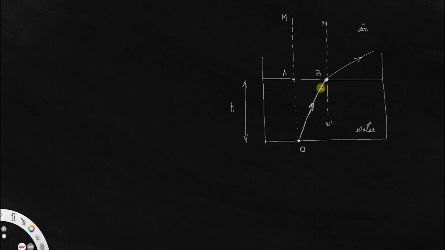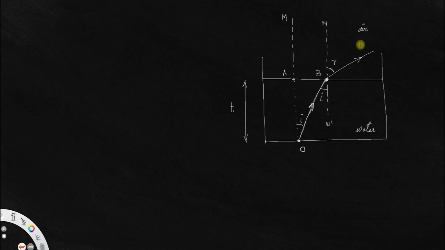Now, let this angle be the angle of incidence, that is the angle between the incident ray and the normal, and this angle will be the angle of refraction, that is the angle between the refracted ray and the normal. When you look at these two lines, both are normals, so they are parallel. So if this is I, this also will be I.